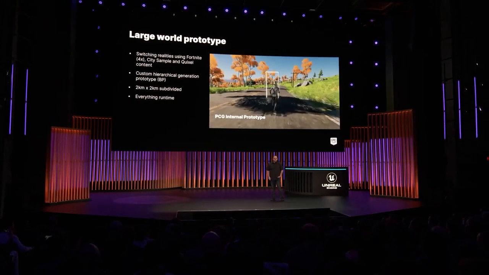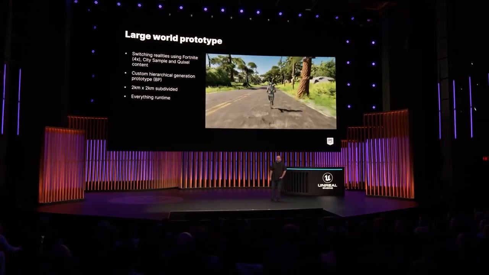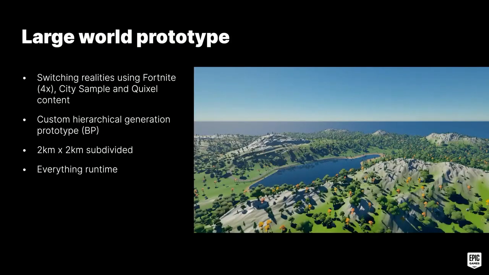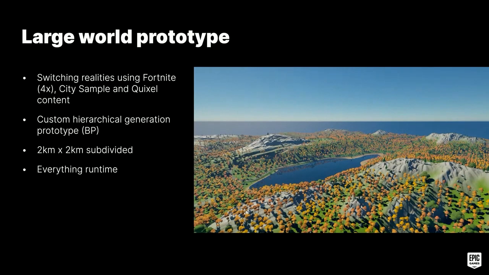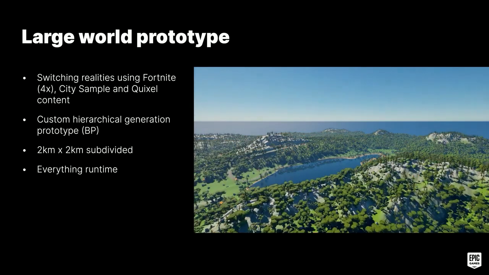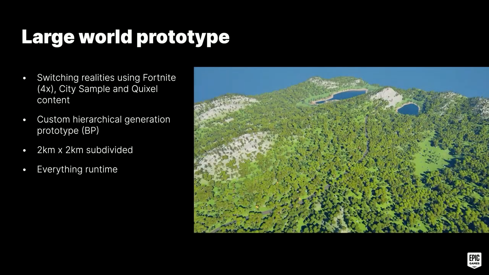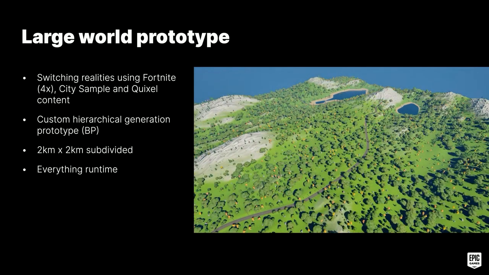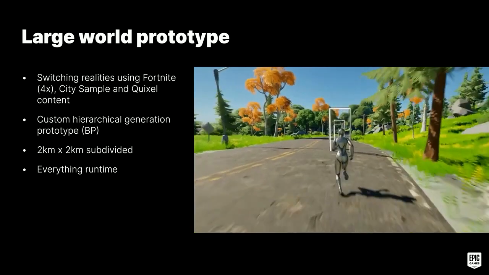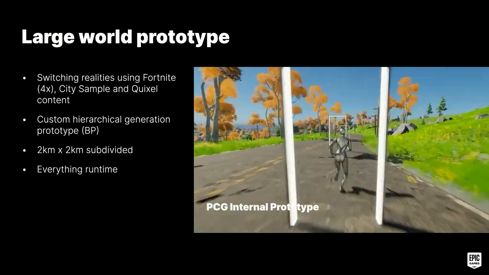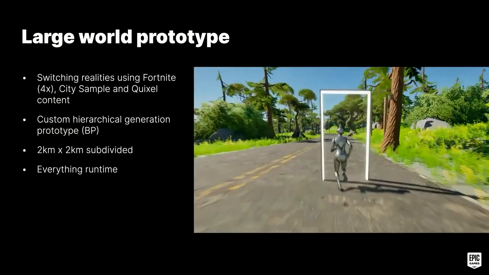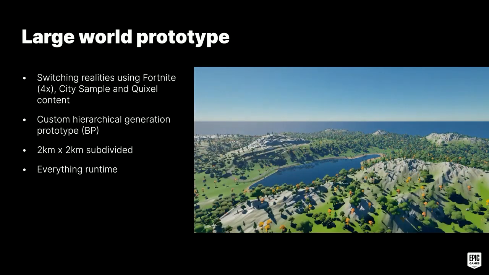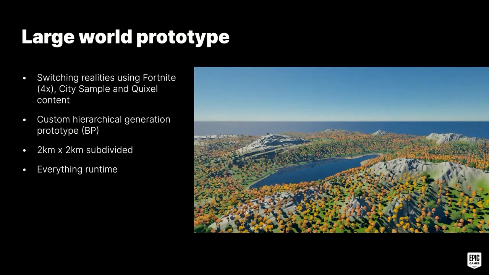Next, we wanted to attack scale and speed in a much higher density in a large world. The demo was about switching realities using Fortnite, City Sample, and Quixel content. Here in the video, you can see the Fortnite variants being generated live during gameplay. It is made of a single PCG rule with 4 different presets, and they're applied when the player goes through those portals.